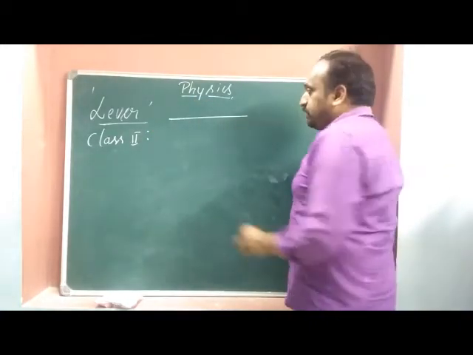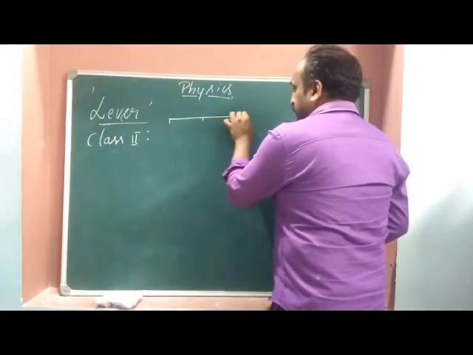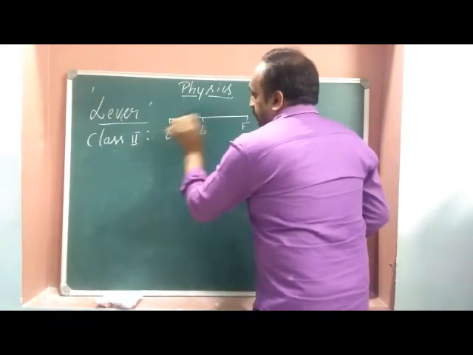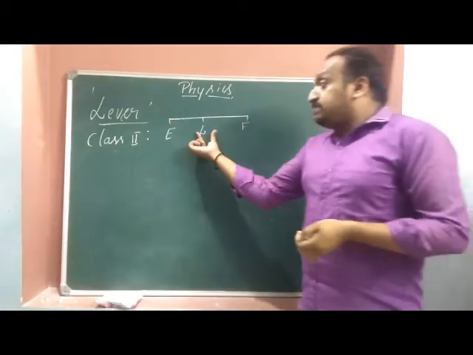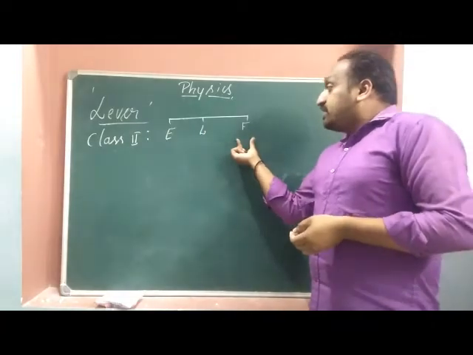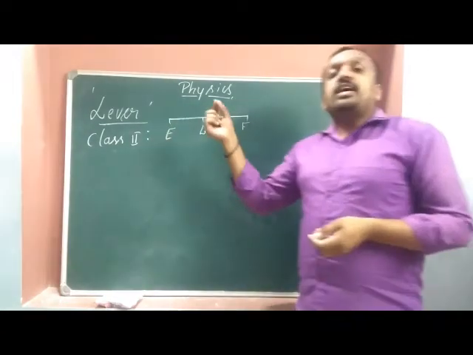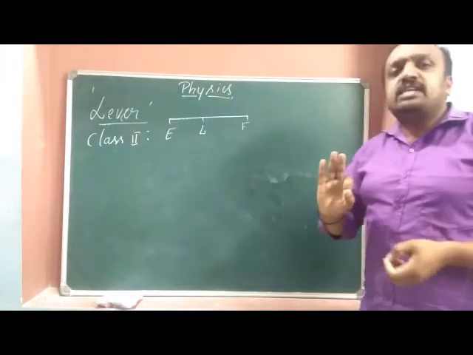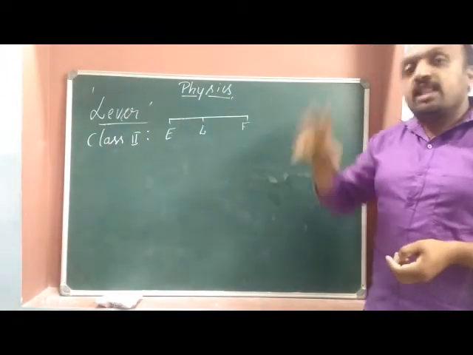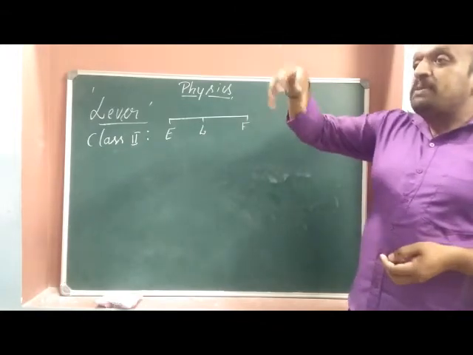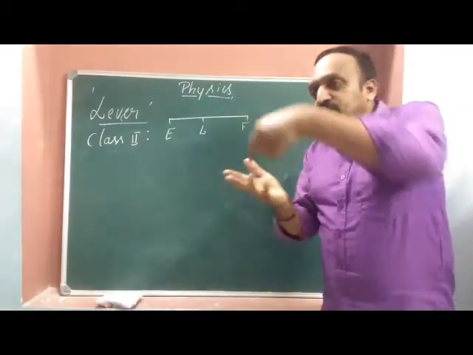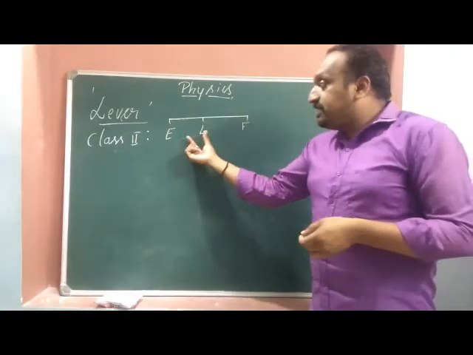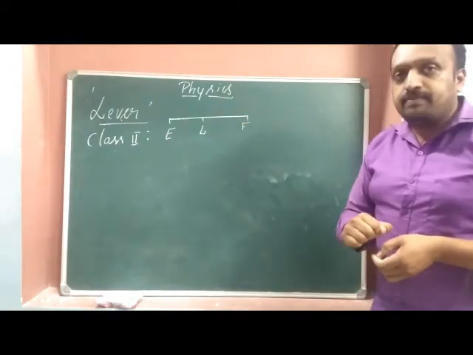Let me draw a rod. Load, fulcrum, effort. If load comes in between fulcrum and the effort, that will be considered as class 2 lever. The best example is lemon squeezer. Lemon is the load which is to be placed in between the 2 rods to squeeze it, where load comes in between effort and the fulcrum.